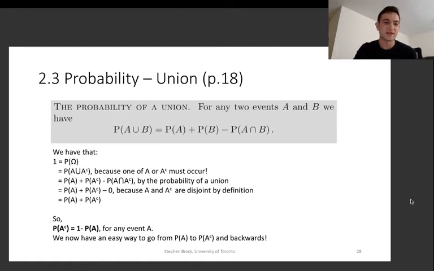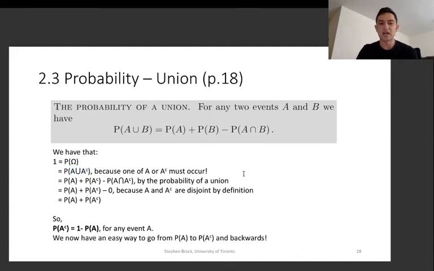So this brings up the formula, which is the probability of a union. For any two events A and B, we have that the probability of A union B is equal to the probability of A plus the probability of B minus the probability of A intersection B. So using this, we can look at one of the other facts that we knew about a probability function, which is that 1 is equal to the probability of the sample space, right? And the sample space can be divided up into A and A complement. And that's a result that we found on an earlier slide.